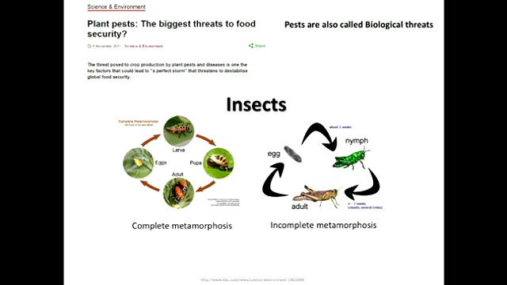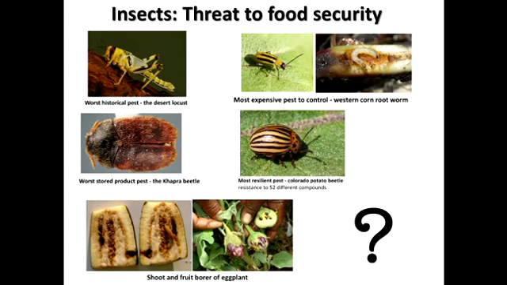In incomplete metamorphosis, it starts from the egg, then nymph, then adult. In this group, both nymph and adult are harmful. If I give you an example, you all know about the locust. Locusts and grasshoppers belong to that incomplete metamorphosis group. So in that article, these insects are considered the biggest threat for food security.